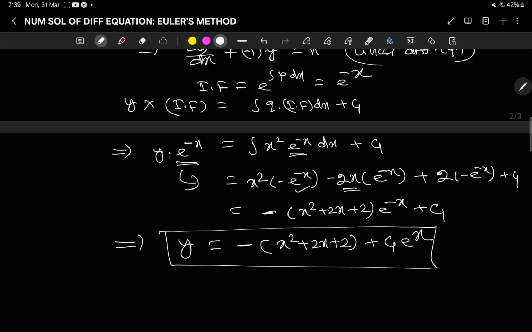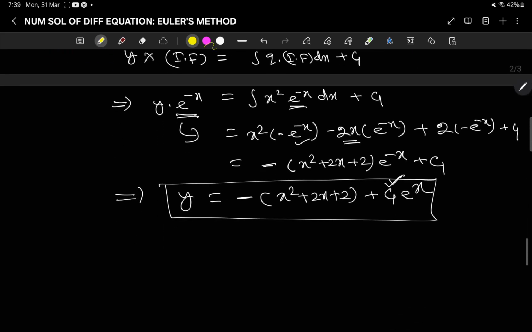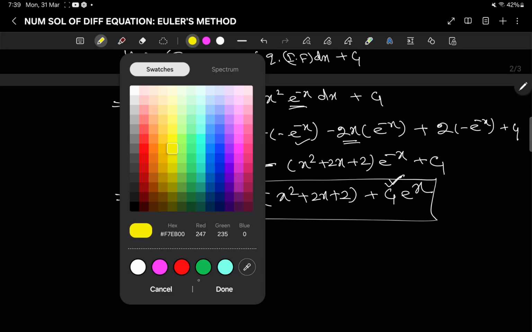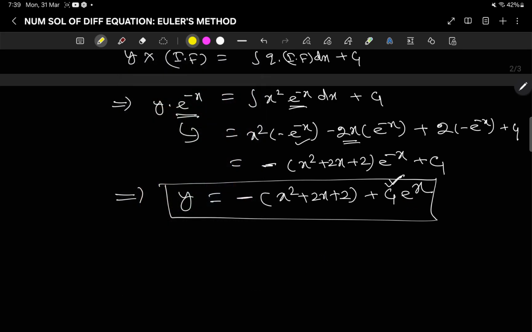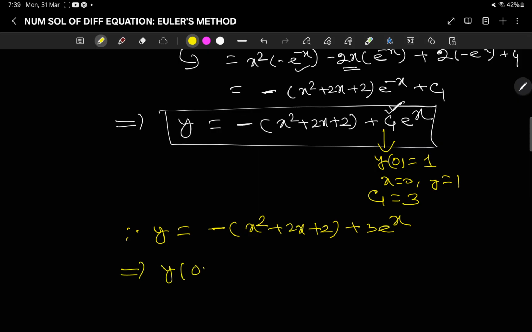Now this is the solution. We need to find the value of c1 under the given condition y(0) is equal to 1. Y(0) equal to 1 means when x is equal to 0, y is equal to 1. If I solve it, c1 will be 3. Therefore y is equal to minus of x square plus 2x plus 2 plus 3 e to the power x. So what is y of 0.02?